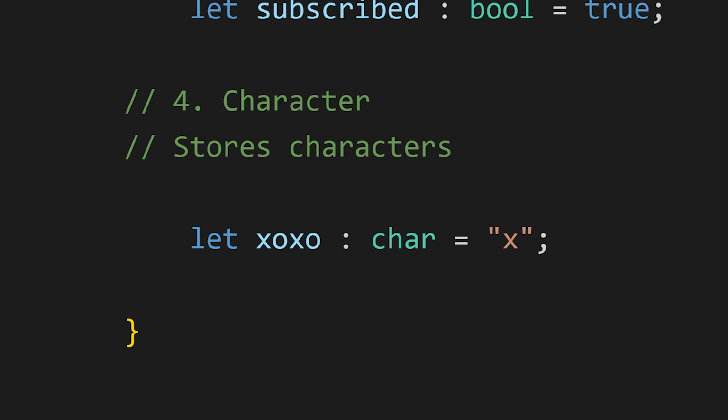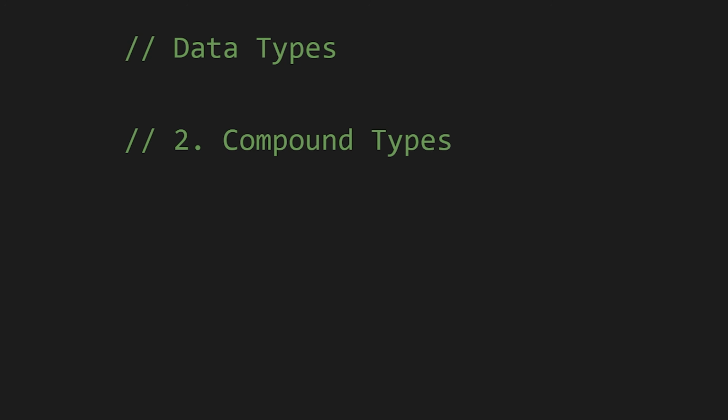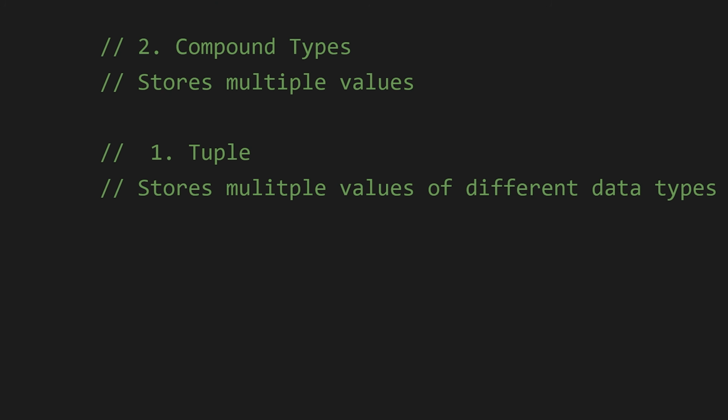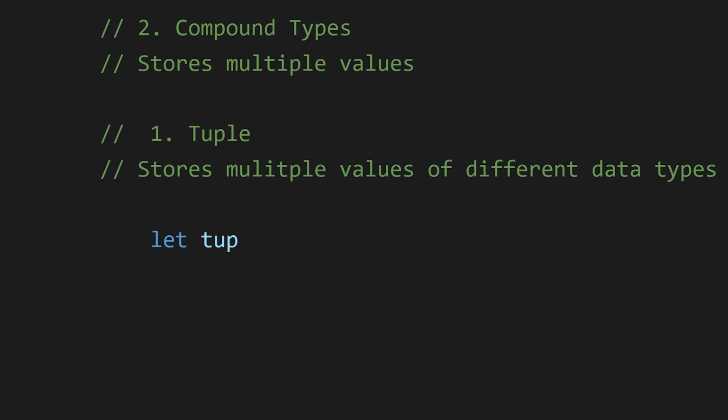And after scalar types, we have compound types, which group multiple values into a single value, such as tuple. A tuple can store multiple values of different data types in a single variable. To create a tuple, we specify the types inside parentheses after the colon and then assign values in the same order.